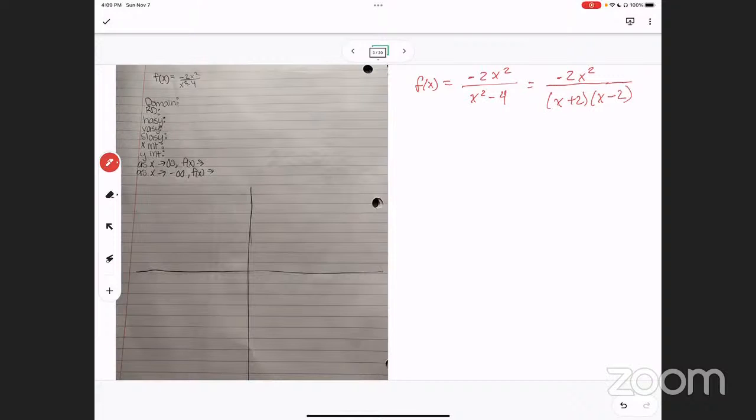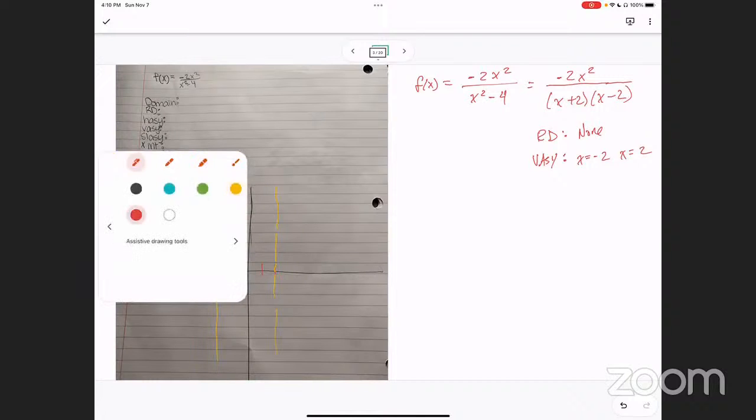So the domain, well, sorry, let me just do it in the order I like, and then I'll fill in your sheet. I like to look for holes first, and I see that there are none because nothing cancels. Then I like to find the vertical asymptotes next, because that's where the denominator equals 0. So at x equals -2 and at x equals +2. So those are my asymptotes, and I'll do those in yellow. Those are my vertical asymptotes. I've got 2 of them.